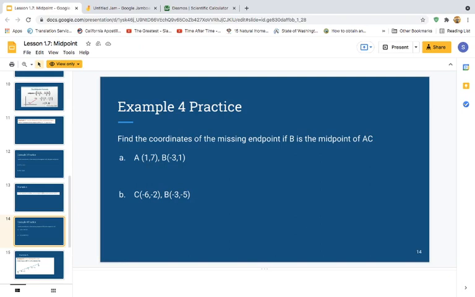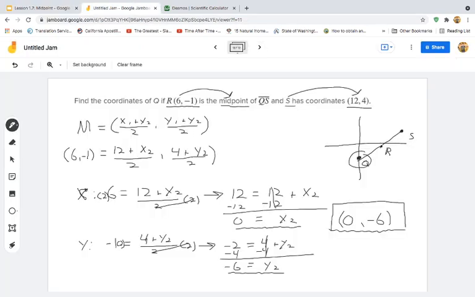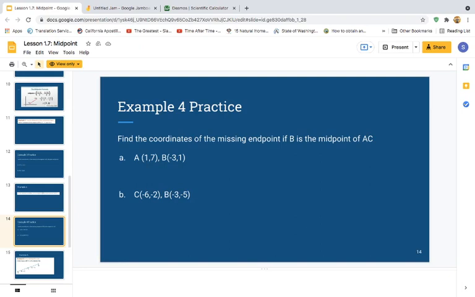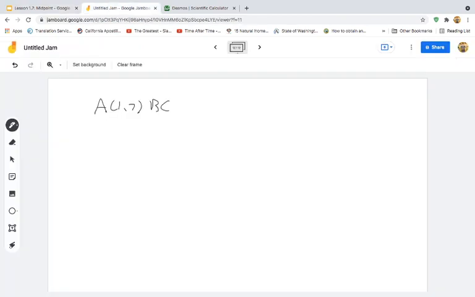Okay, so let's go ahead and find our missing endpoint here. So it says find the coordinates of the missing endpoint if B is the midpoint of AC. So this B right here, -3, 1, is going to be our midpoint, and then A and C are going to be our endpoints. So let's go ahead and draw that. So A is 1, 7, and B is going to be -3, 1. All right, and we'll figure out what C is.